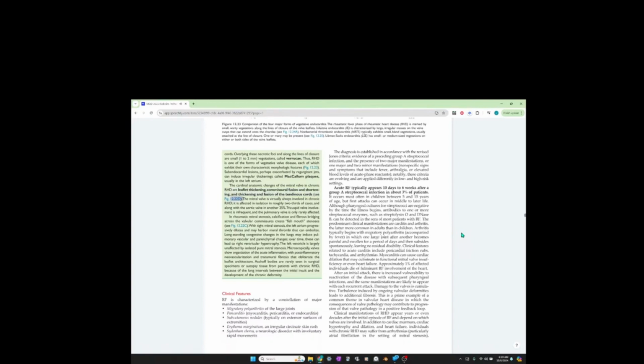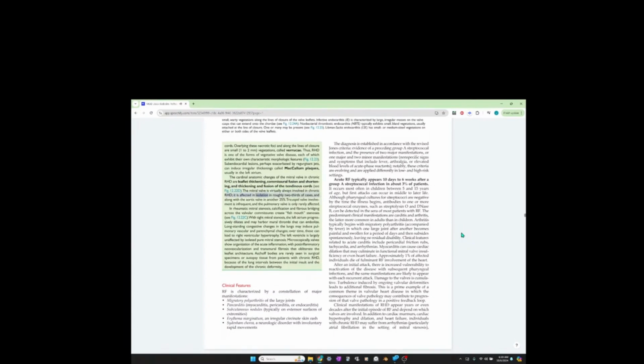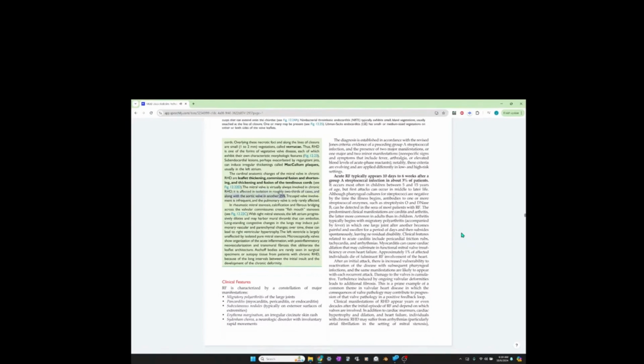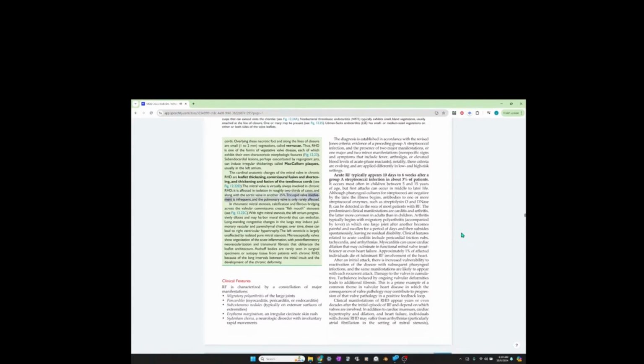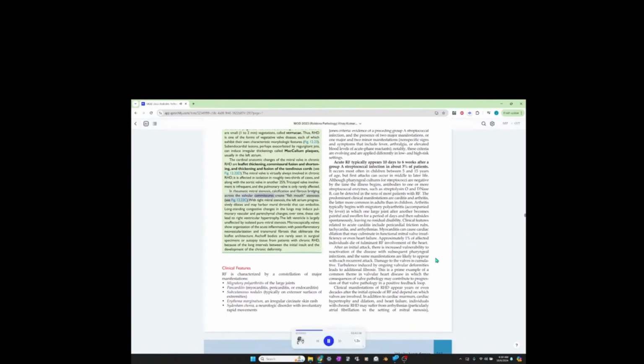Figure 12.22D. The mitral valve is virtually always involved in chronic RHD. It is affected in isolation in roughly 2/3 of cases, along with the aortic valve in another 25%. Tricuspid valve involvement is infrequent, and the pulmonary valve is only rarely affected. In rheumatic mitral stenosis, calcification and fibrous bridging across the valvular commissures create fish mouth stenosis. With tight mitral stenosis, the left atrium progressively dilates.